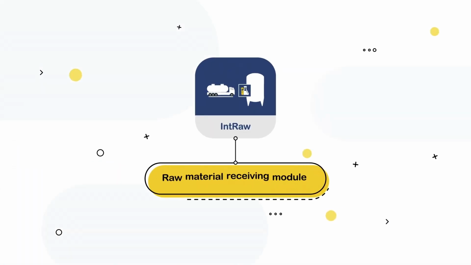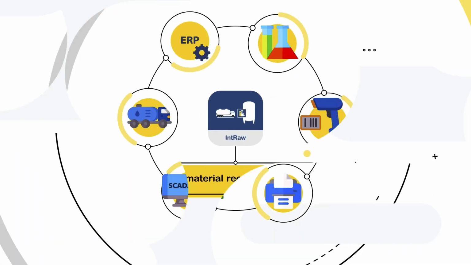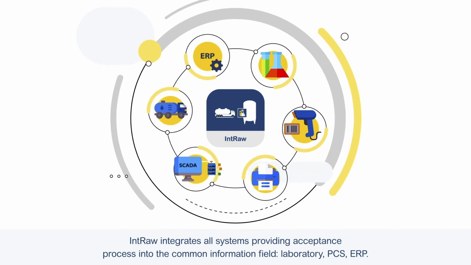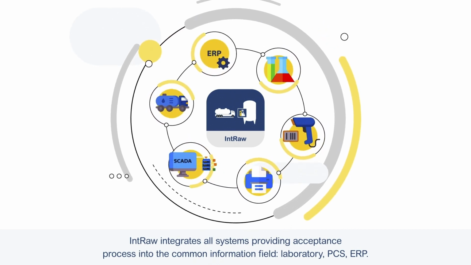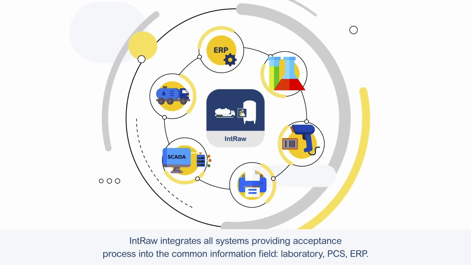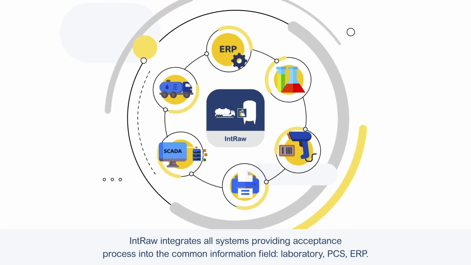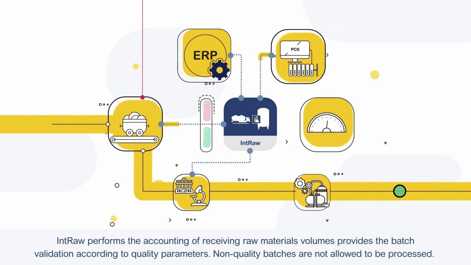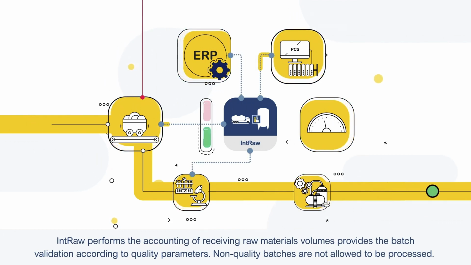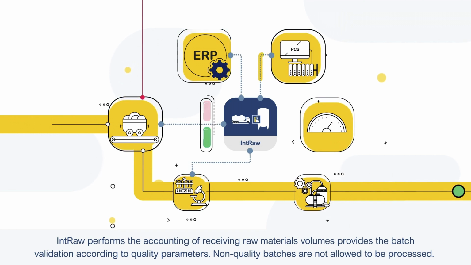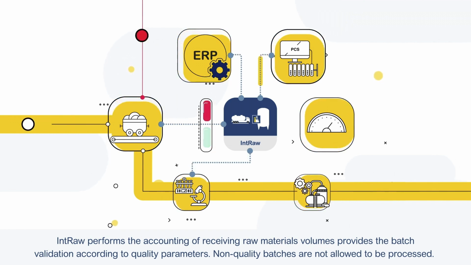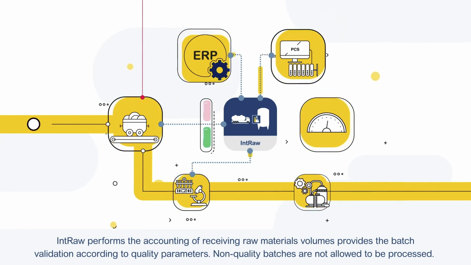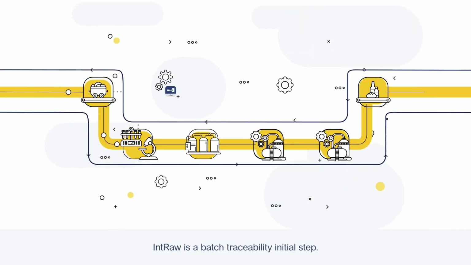IntRaw is a raw material receiving module. IntRaw integrates all systems providing acceptance process into the common information field: laboratory, PCS, and ERP. IntRaw performs the accounting of receiving raw materials volumes and provides the batch validation according to quality parameters. Non-quality batches are not allowed to be processed. IntRaw is a batch traceability initial step.